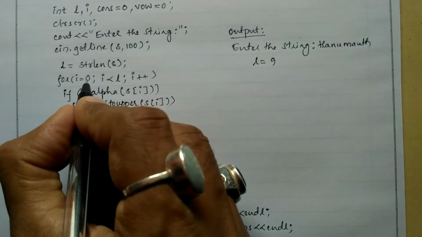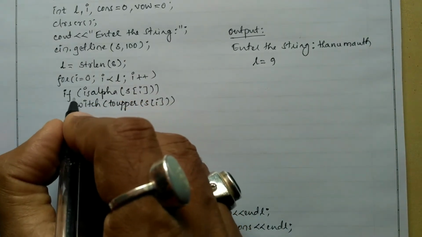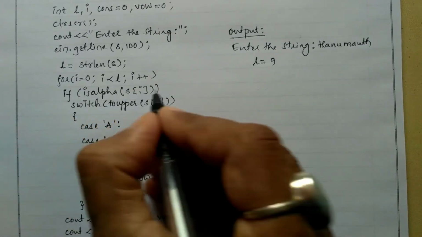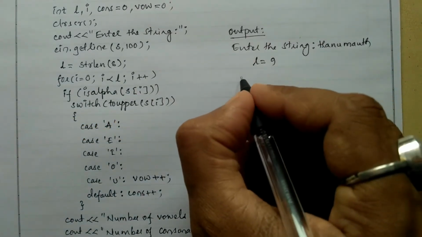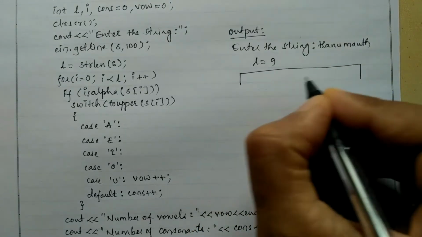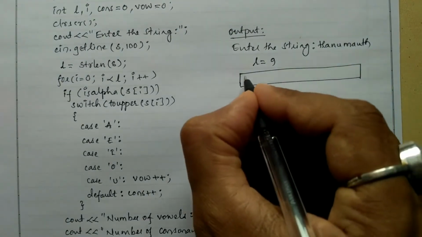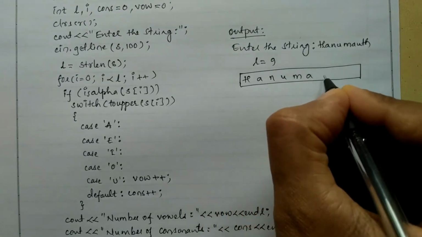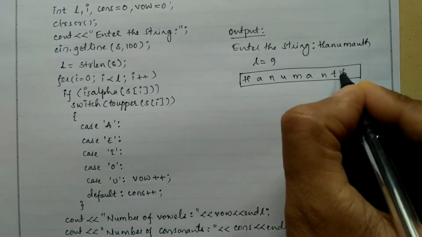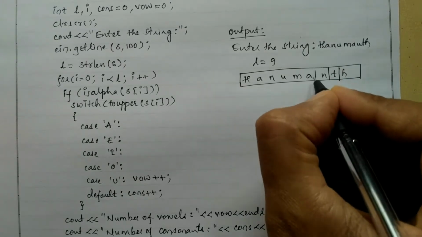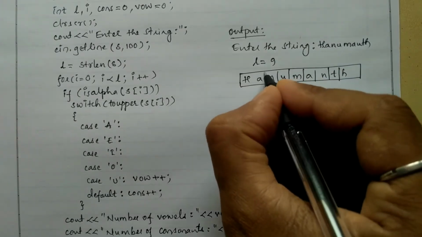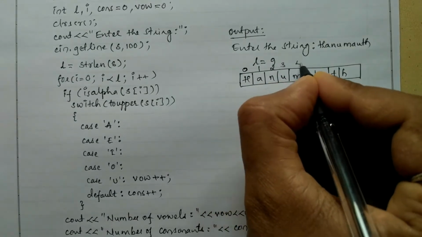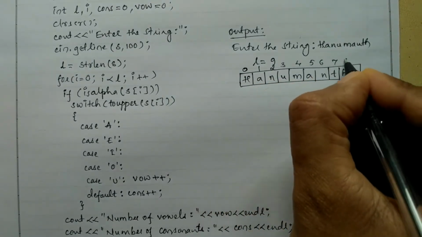So for i is equal to 0. So we are going to check if isalpha of s[0]. Here it will be mapped in memory something like this. So I'm going to write H A N U M A N T H. Okay. So all of these are consecutive blocks of memory locations. Index numbers start from 0, 1, 2, 3, 4, 5, 6, 7, 8.